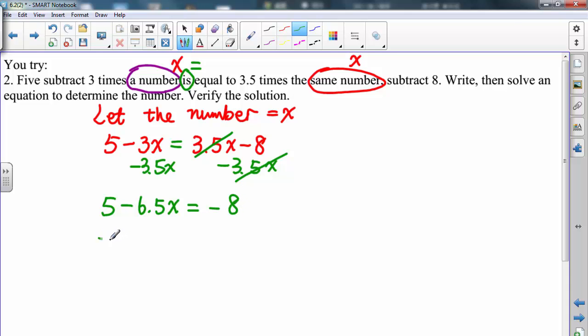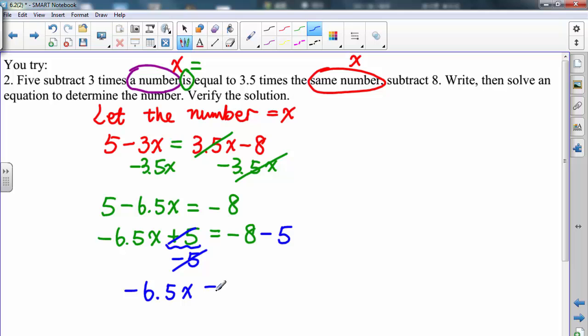So this one is the same as negative 6.5x plus 5. I just want to rearrange the terms to see what is the number I need to cancel in this step. Then I see I have plus 5, I minus 5 from both sides. These two got canceled out. Right now I have negative 6.5x equals negative 13. So in the last step, I only need to divide both sides by negative 6.5. So I will have x equals positive 2.